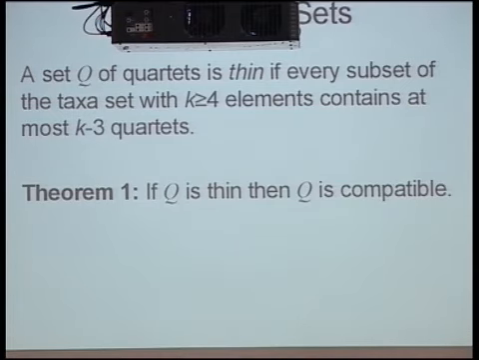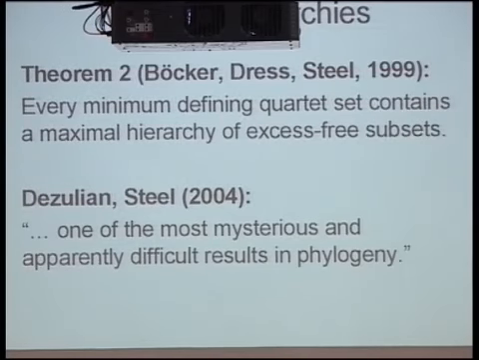or the reason why I found it, is because I was looking for an alternative proof of this theorem by Steel from 1999, which says every minimum defining quartet set contains a maximal hierarchy of accessory subsets. I don't really want to go into the terminology. A minimum defining quartet set means you have the number of taxa minus 3 quartets. It's easy to see that you need at least so many quartets to define a phylogenetic tree. The proof of this theorem is really hard to read and really long, and the full proof has only been published in Sebastian Böcker's PhD thesis.